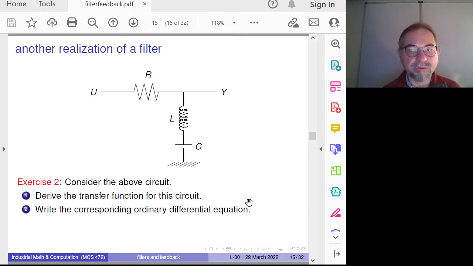Okay, here is an exercise before we get into Bode plots. The previous filter had the capacitor and the inductor placed in parallel. What happens if you put them in series? The exercise is for you to apply the recipes to derive the transfer function for the circuit, and then also to write the corresponding differential equation. You will also end up with a second order differential equation.